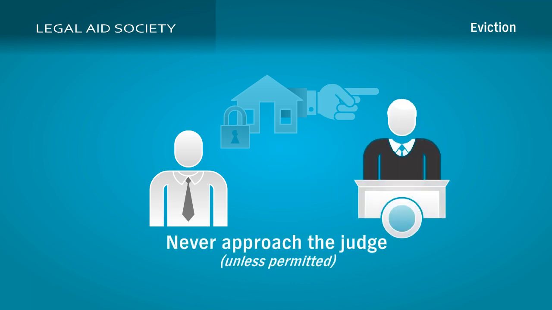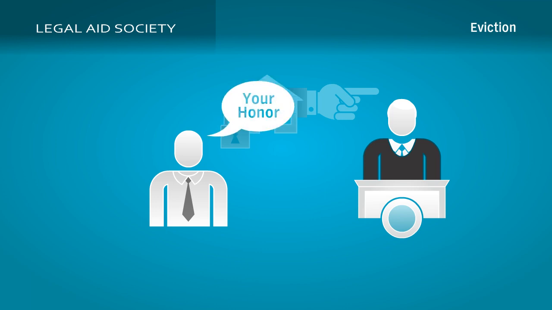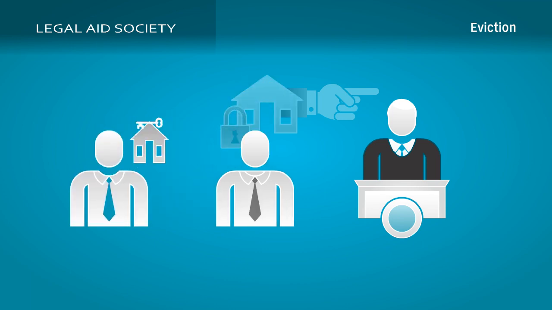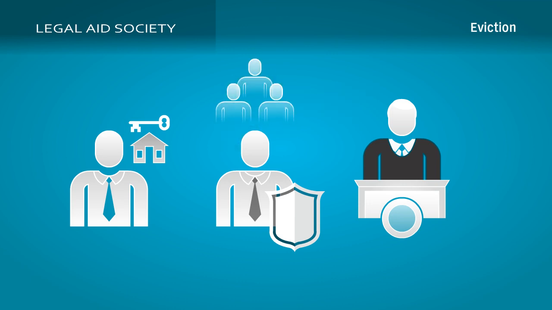You should never approach the judge unless he or she asks you to, and you should address the judge as Your Honor. The judge will first hear the landlord's case and will then ask you to respond. This is your opportunity to raise potential defenses, as well as to ask the judge to look at your evidence. Your evidence is any witness you have brought or subpoenaed, pictures you have taken, letters, and rent receipts.